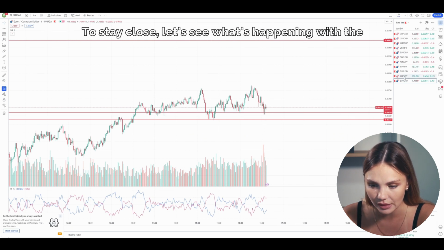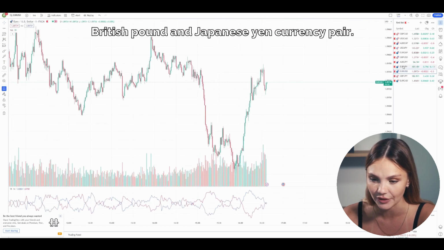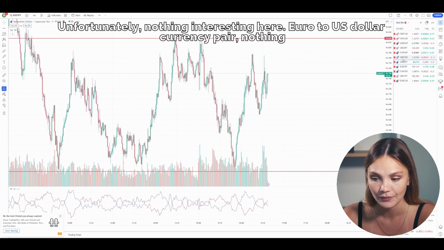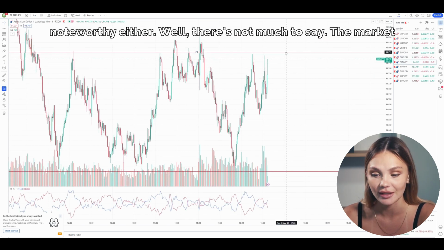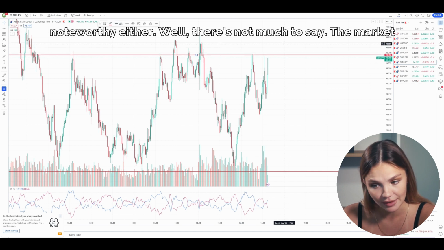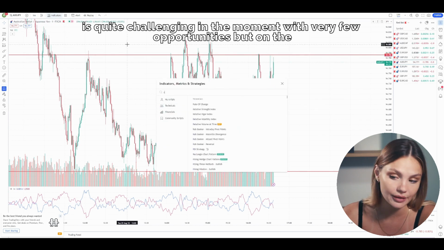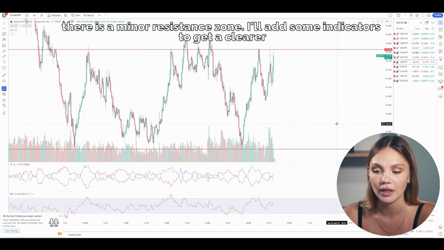To stay close, let's see what's happening with the British pound and Japanese yen currency pair. Unfortunately, nothing interesting here. Euro to US dollar currency pair, nothing noteworthy either. Well, there is not much to say. The market is quite challenging at the moment with very few opportunities, but on the Australian dollar and Japanese yen currency pair, there is a minor resistance zone.